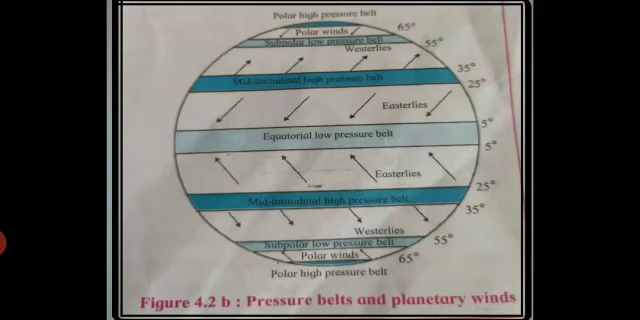Moving on to the polar high pressure belts. In both the polar regions, the temperature is below 0°C throughout the year. Hence, the air is cold. As a result, high pressure belts get formed. These are called polar high pressure belts. They generally occupy the area between 80° and 90° parallels in both the hemispheres.